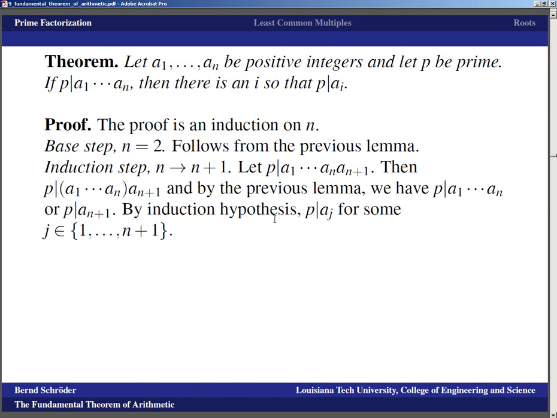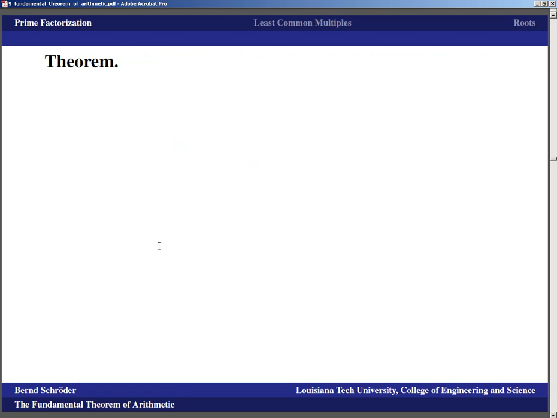And by induction hypothesis, that means, well, either p divides a_(n+1), or by induction hypothesis, p divides one of the a_j's with j smaller than n. And so overall, that means p divides a_j for some j between 1 and n plus 1. And that's what we wanted to prove.